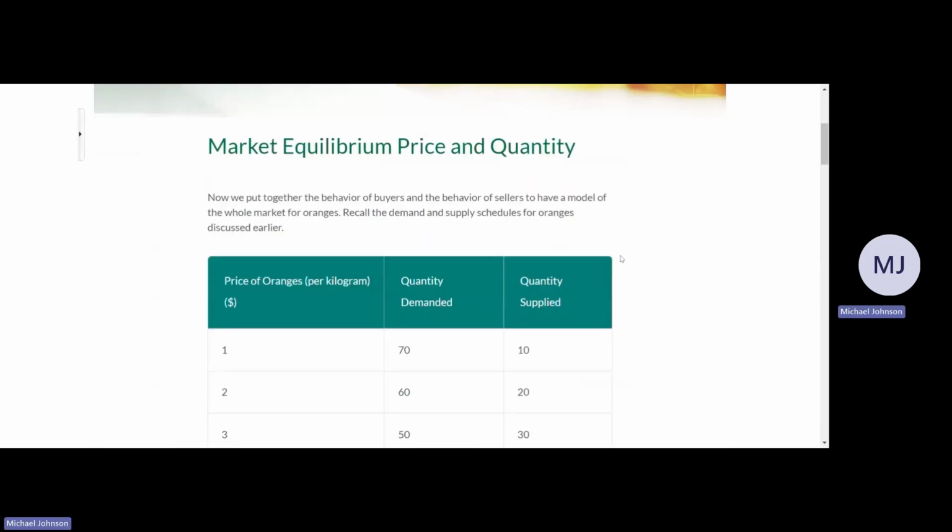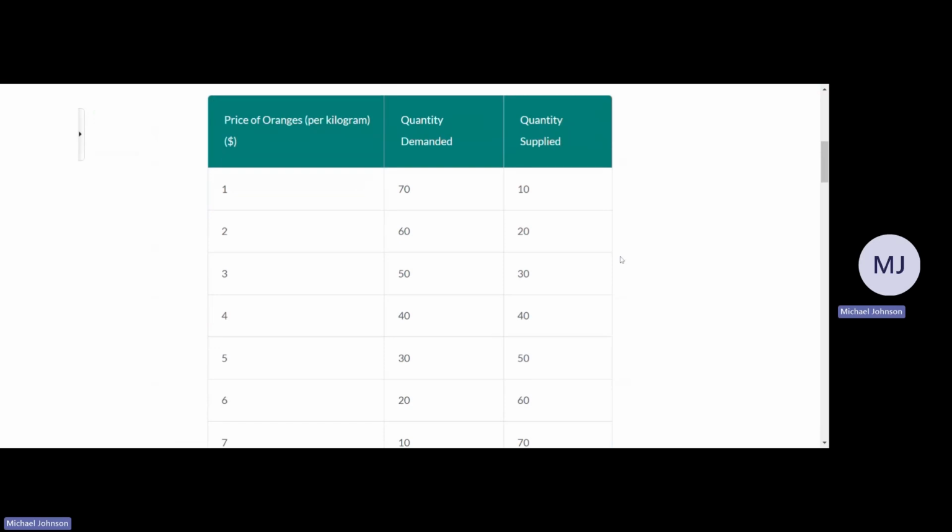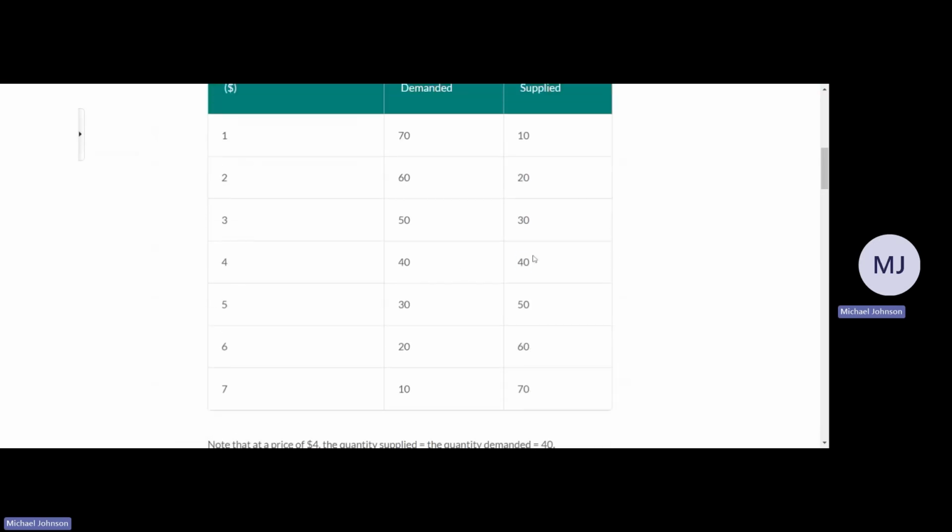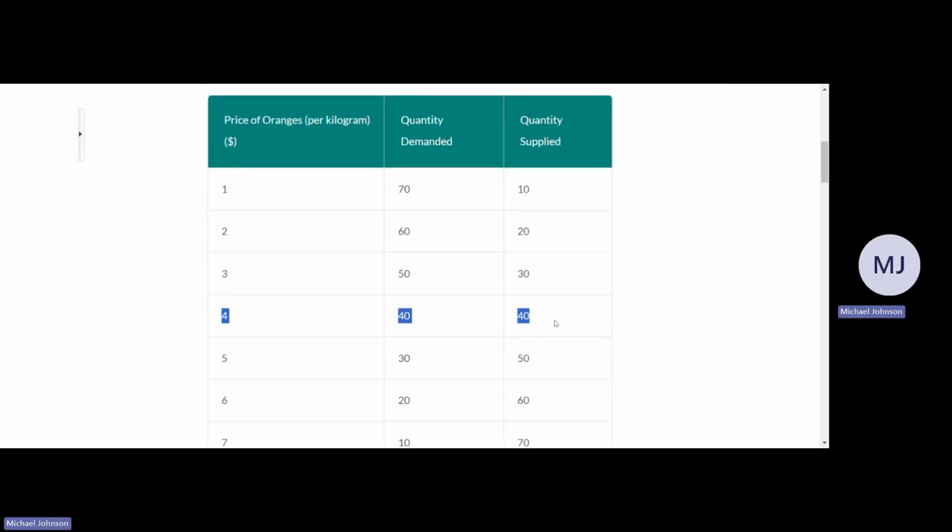So, market equilibrium, price and quantity. In the middle here, this is equilibrium. That's where quantity demanded equals quantity supplied, and that's when people start to buy, because that's the price that they'll accept. That's when they meet in the middle.